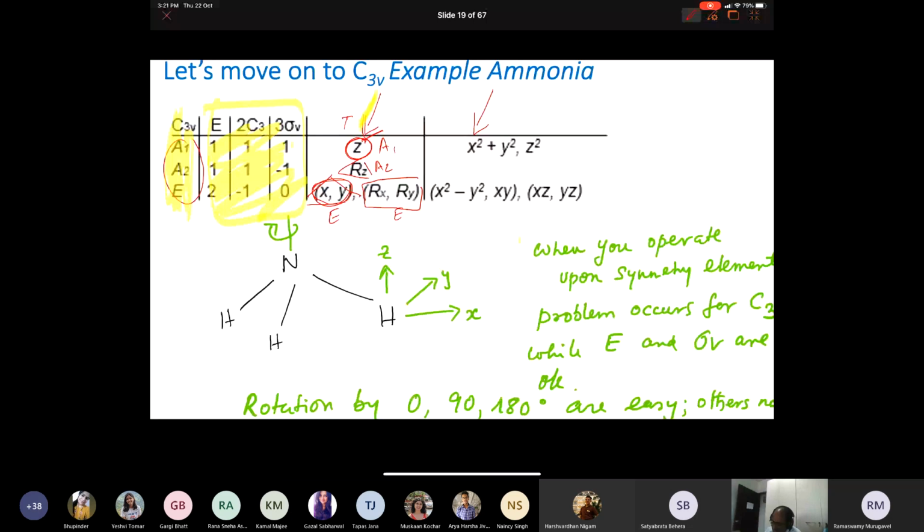So it already tells you beforehand that the representations A1 and E correspond to non-degenerate and degenerate translational modes. In the same way, Rz, Rx, and Ry tell you about the rotational modes. There are three rotational degrees of freedom. One corresponds to a non-degenerate A2 symmetry, and the other corresponds to E. So you have to look at the character table.